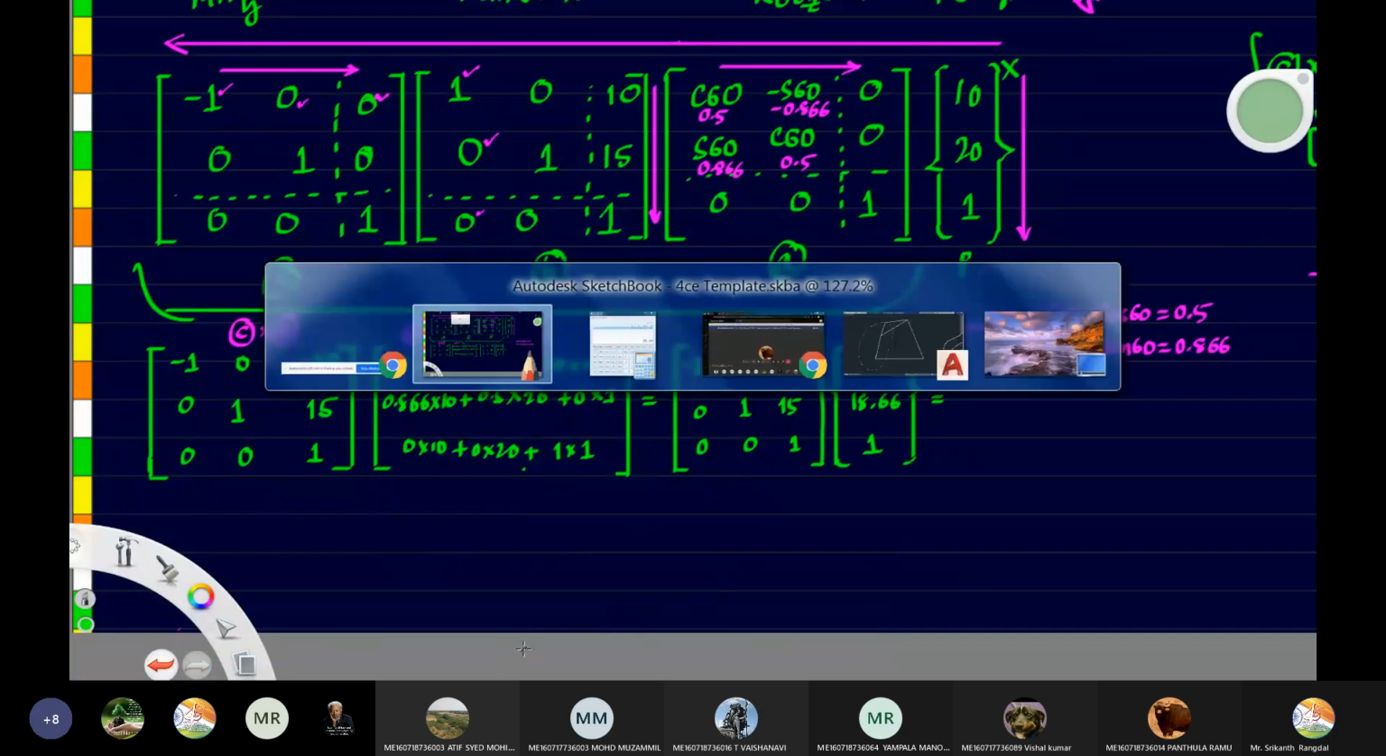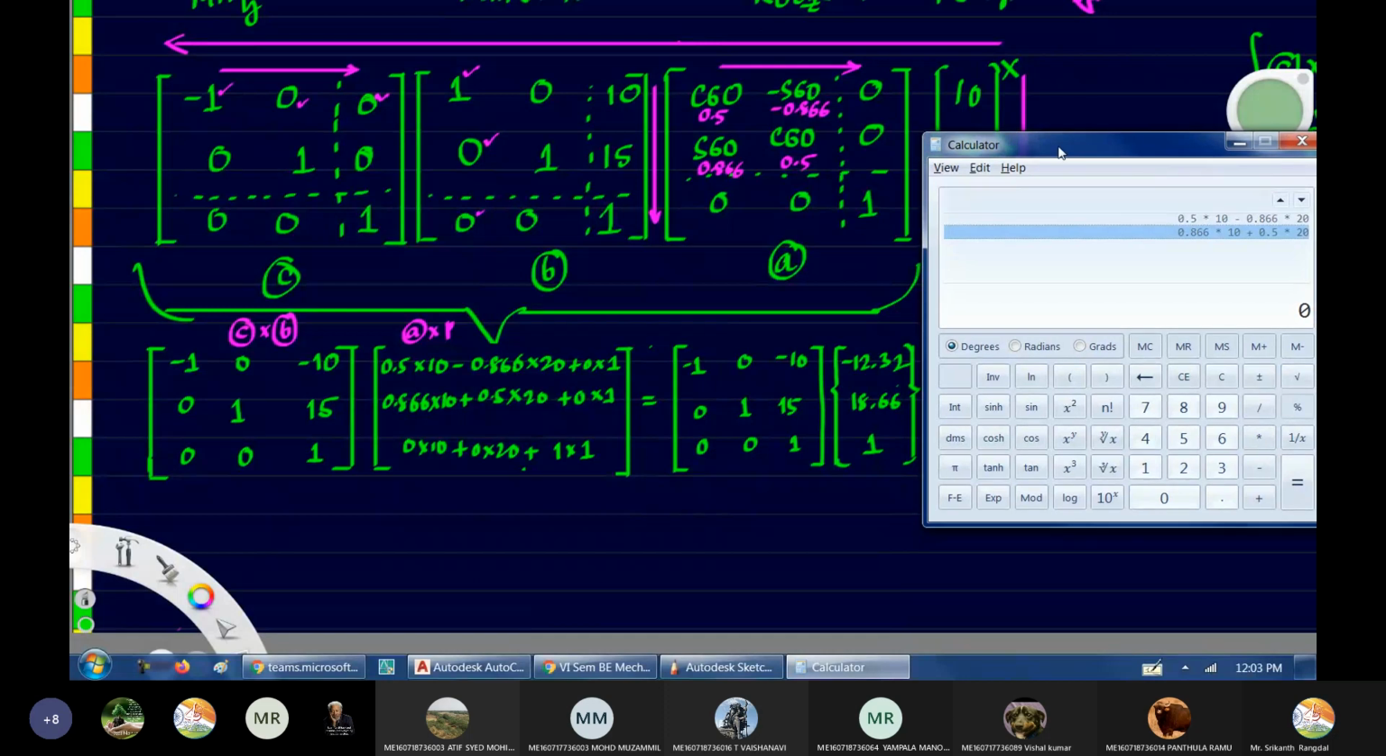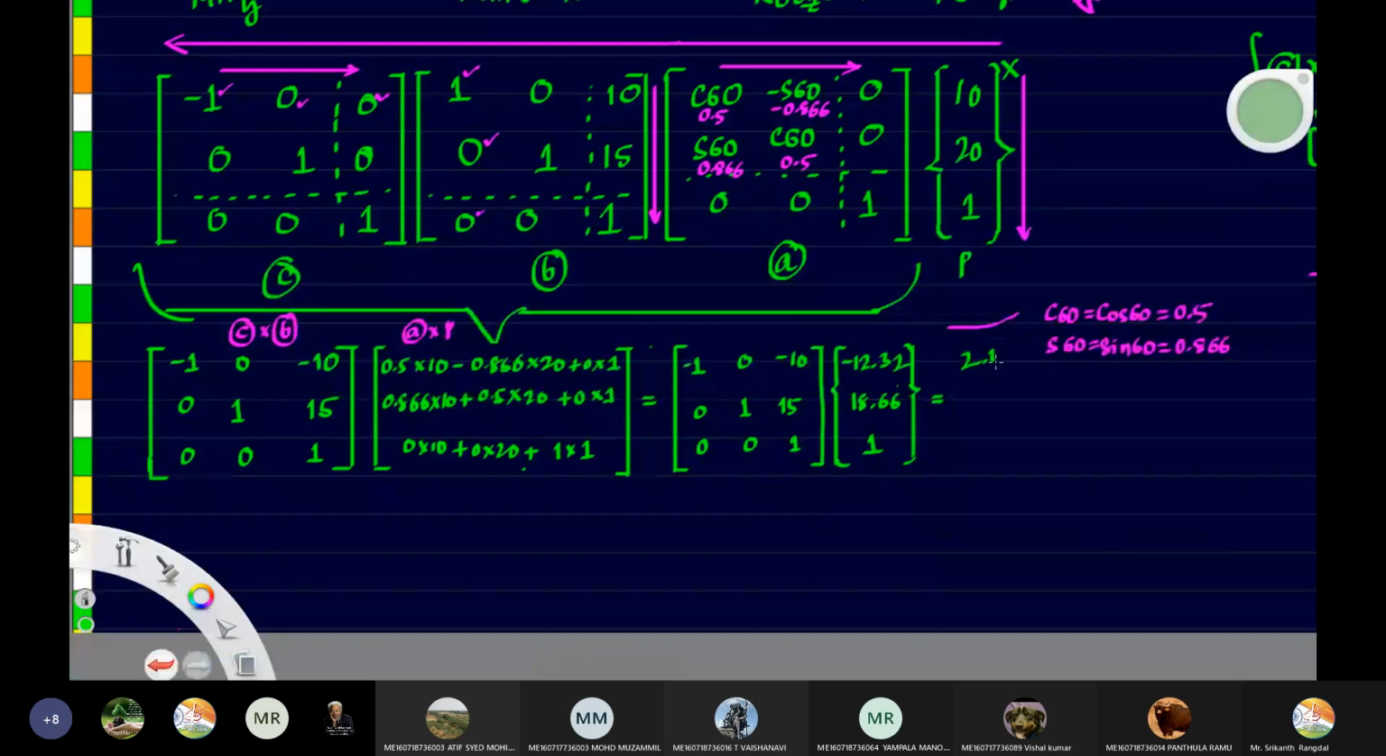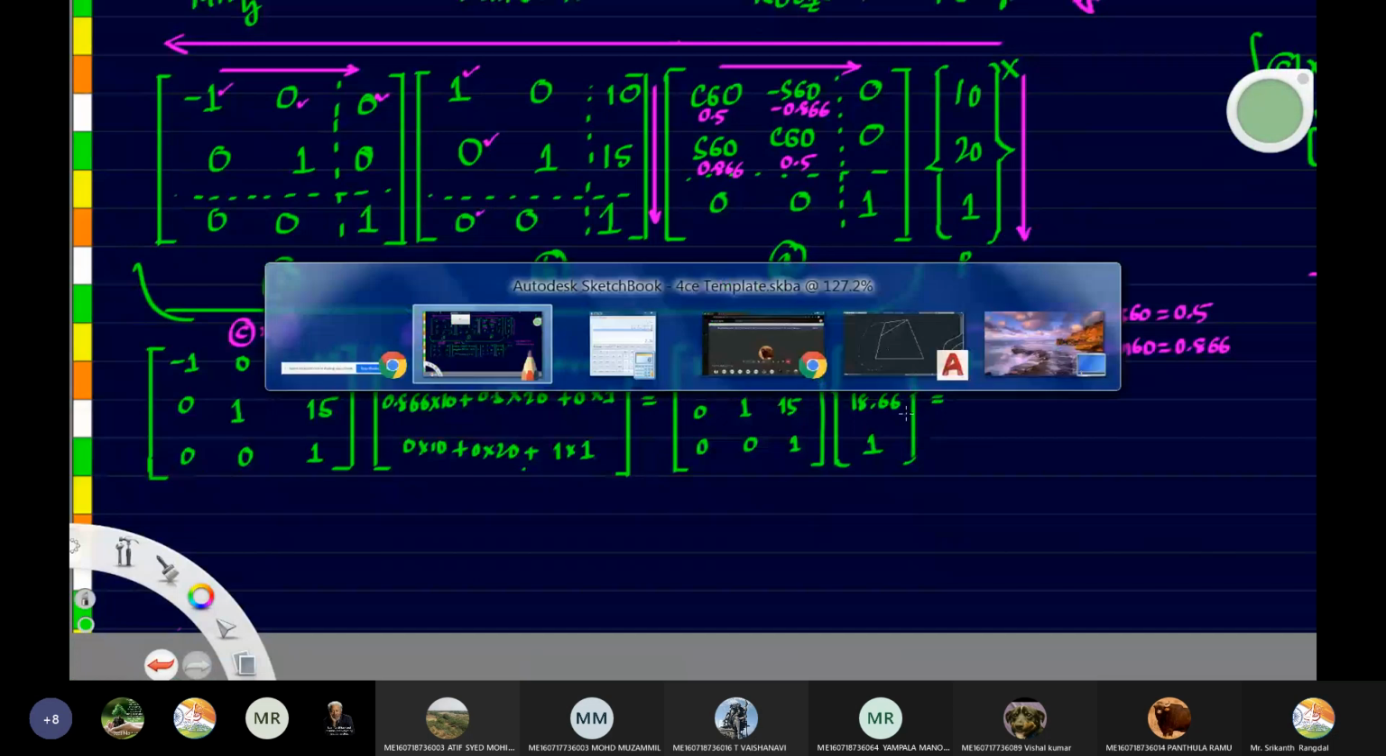Now let's do this. I'll directly use the calculator. So minus 1 we have to multiply with minus 12.32. One minute, we have to be careful here. Minus into minus is plus anyway, so 1 into 12.32 I will take. The second one is 0, so leave it. Third is minus 10. So 2.32.